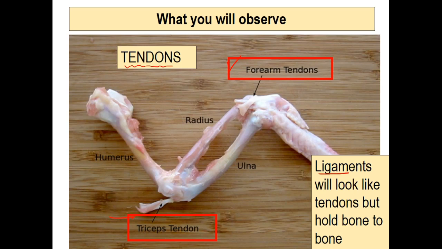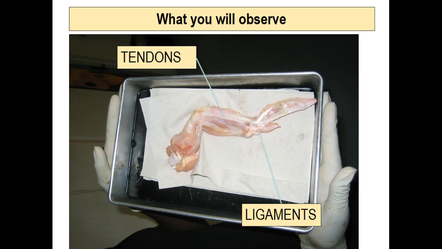And ligaments will look a lot like tendons, but remember that ligaments hold bone to bone. And you can see that on the next slide. You can see these very shiny tendons, here's another tendon, here's another tendon. But ligaments, which is kind of hard to see here, are holding bone to bone, and they're also shiny. These are pieces of connective tissue that you are going to observe. The directions for the chicken wing dissection will be in your handout. And so that is the end of this slideshow.